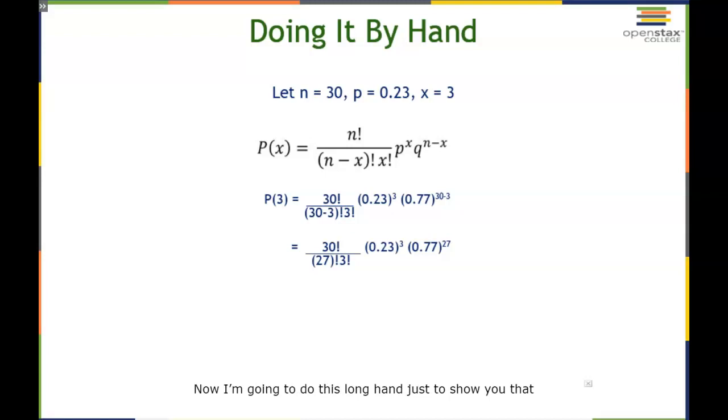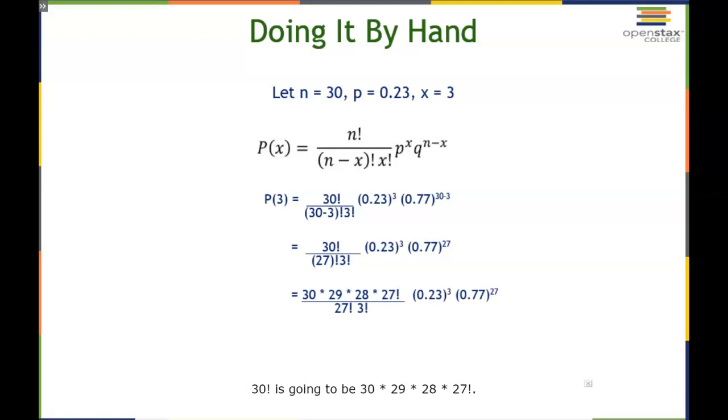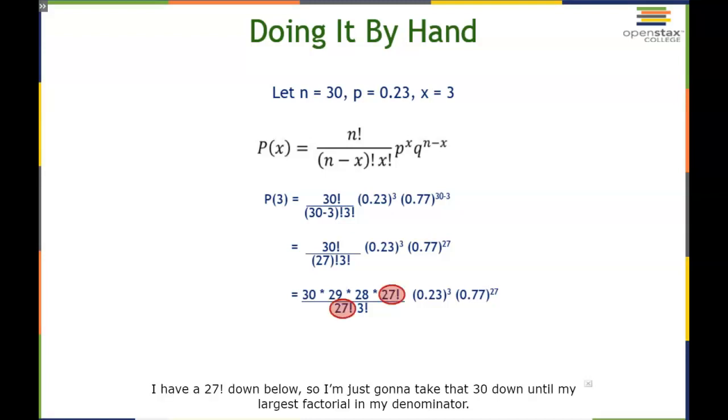Now I'm going to do this longhand just to show you that 30 factorial is going to be 30 times 29 times 28 times 27 factorial. I have a 27 factorial down below, so I'm just going to take that 30 down until my largest factorial in my denominator, because ultimately those will cancel out.